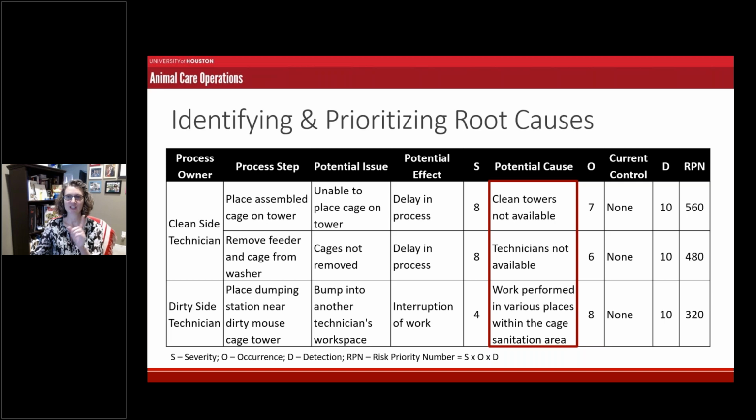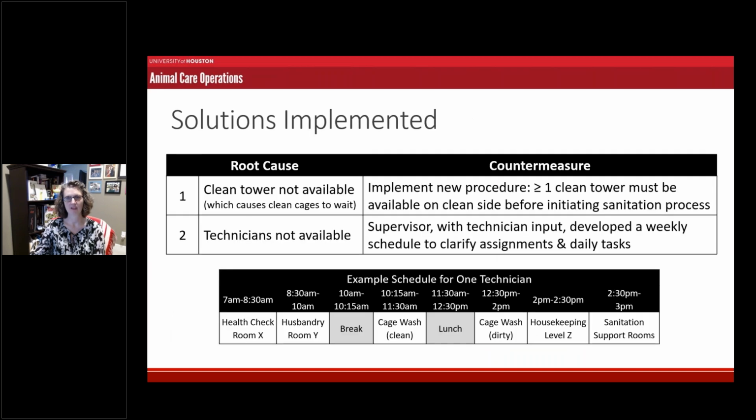All right, so you can see we focused on clean towers not being available, technicians not being available, and then work being performed in various places. So solutions that were implemented. The idea here is that for each root cause, we want to have at least one solution. And so we did go through a process of brainstorming and narrowing it down, and I'm going to show you those that were selected as the best solution.